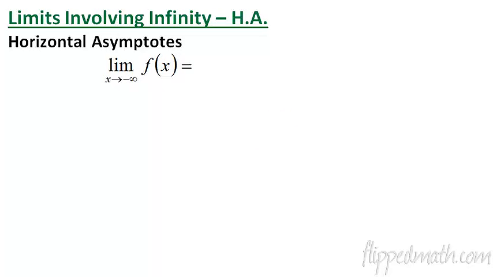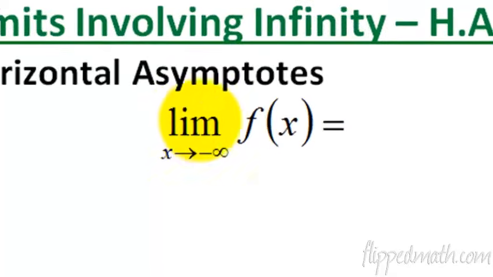Now this gets a little confusing for kids, so first thing I want to do is point out what is going on with the notation and how you write this stuff out. Look at this word limit. This is an abbreviation for the word limit, and underneath it we have x is approaching negative infinity.